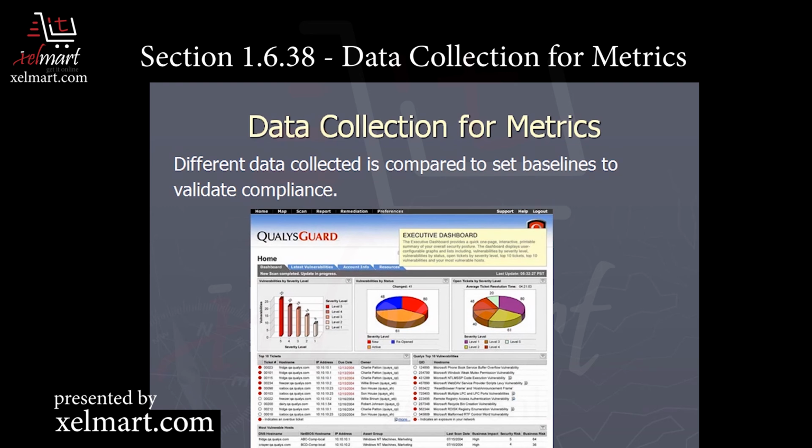But metrics are used to indicate how well we're doing against our baselines. So we set our baselines, the metrics, we keep track of those to say, yep, we're hitting our baseline, or no, we're not hitting our baseline. We need to put another control in place.